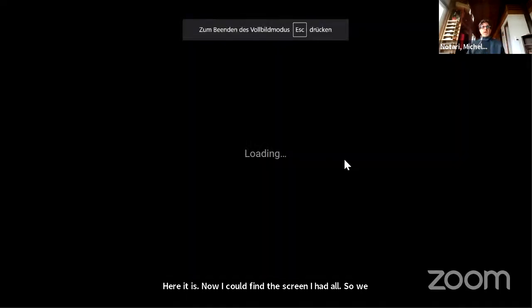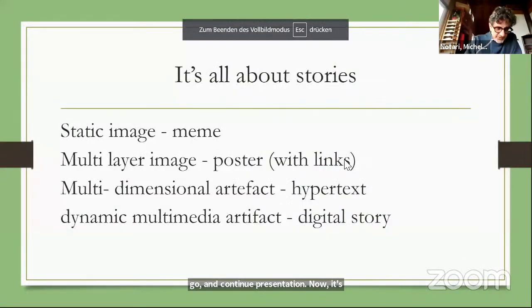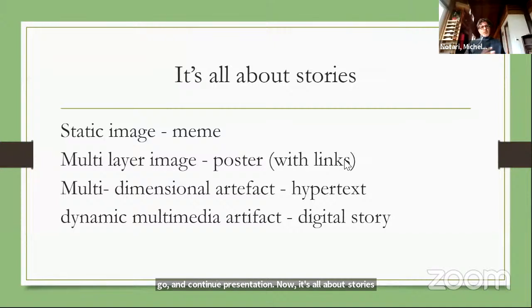So we continue the presentation. Now it's all about stories. If you have in mind, the first artifact was a meme you created for discussing and reflecting about visual literacy. There we used a specific static image, a picture or two pictures, in order to look at the way you could communicate information using this specific artifact.